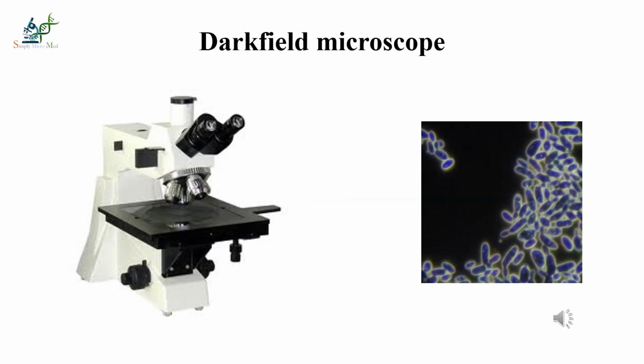Darkfield microscope. In this type of darkfield microscope, a special type of condenser is used with a central circular stop. So this condenser will illuminate the object, and when the light reaches the ocular lens, we will get a clear image of the object with a dark background.